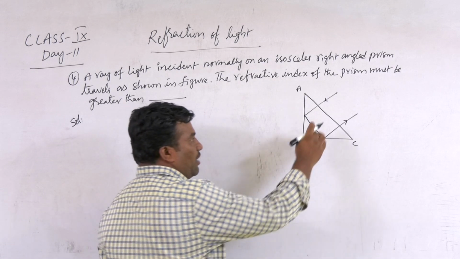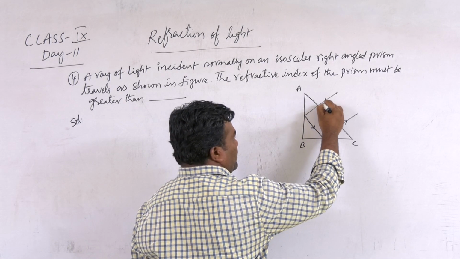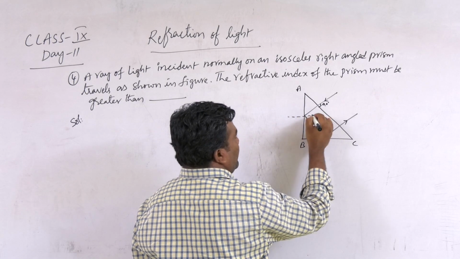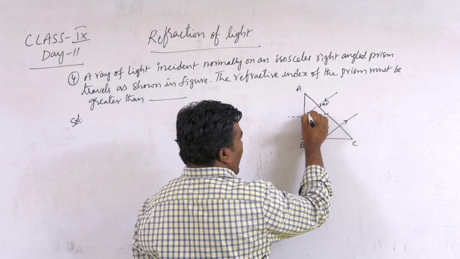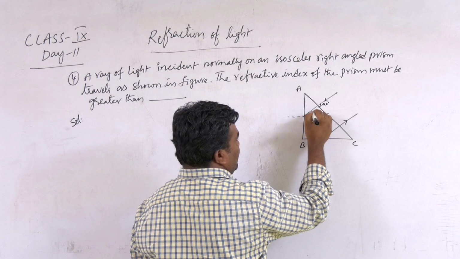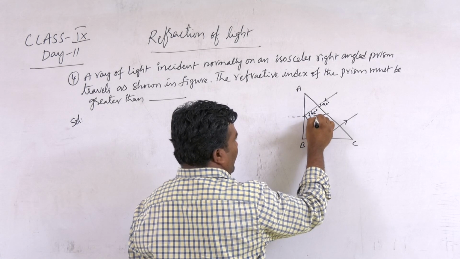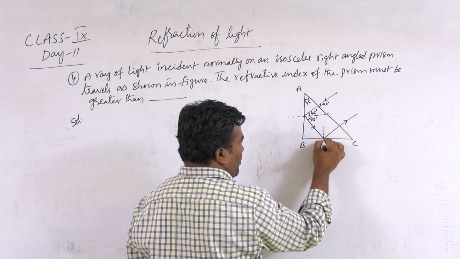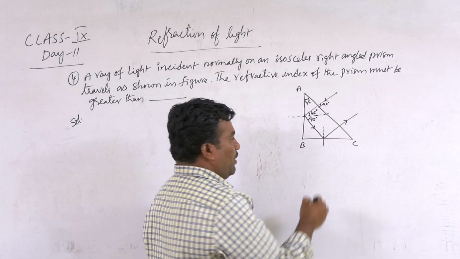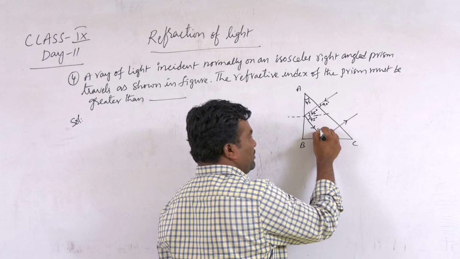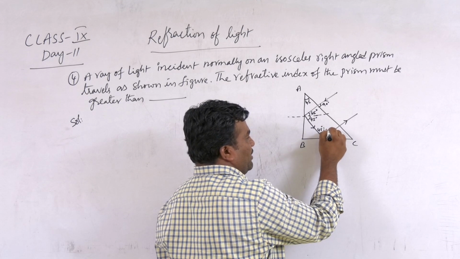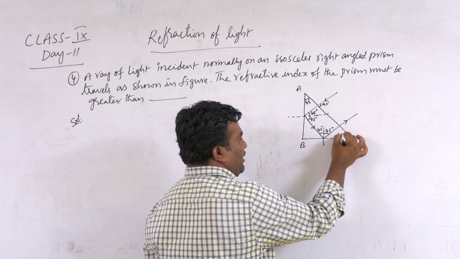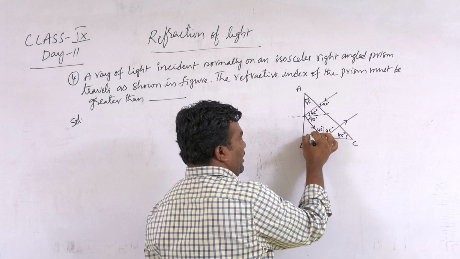So here it is the normal incident ray. This is called 90 degrees. Now I am taking the normal here. So the angle of this is 45 degrees. The angle of this is also 45 degrees. So angle A is 45. Again I am drawing the normal here. Here also 45 degrees. Understood the point? Angle C is also 45 degrees. So here it is 90 degrees.